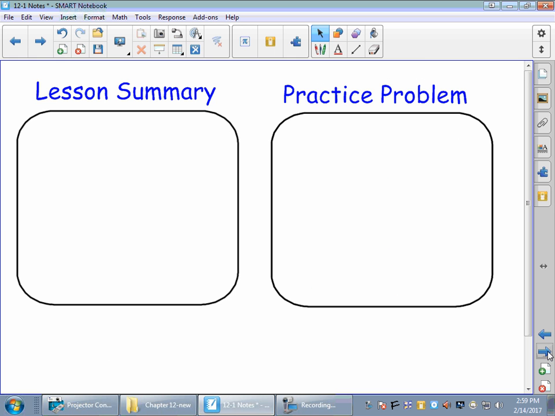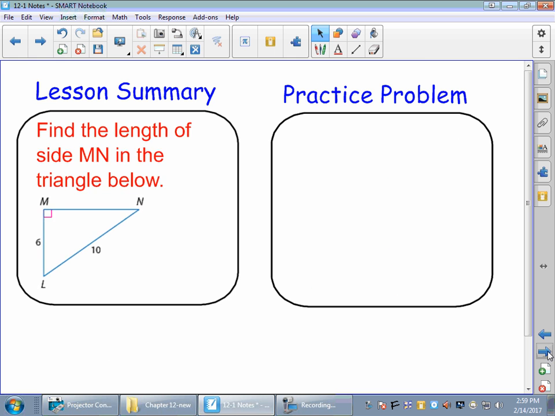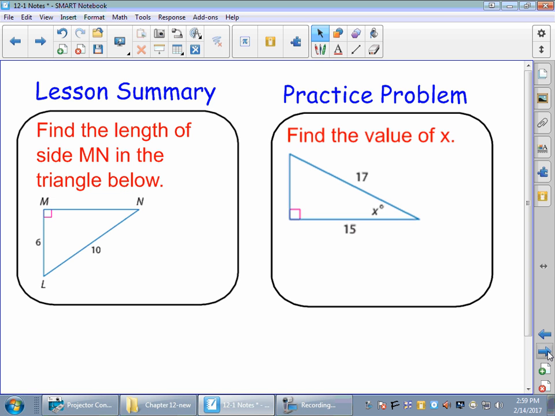Okay, so for summary, find the length of MN in the triangle and find the value of x. So we're going to work backwards to find the degree and find a side measurement. Good luck.